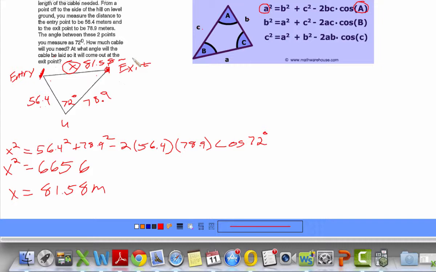The other thing they asked is, what is this angle right here? What angle should be formed at the entry point so that it comes out at the correct angle? So now if I'm looking for this angle, if I call this, oh, I don't know, M for Marty Jr., we can go sine of 72 over 81.58 equals sine of M over 78.9, and it goes pretty slick.